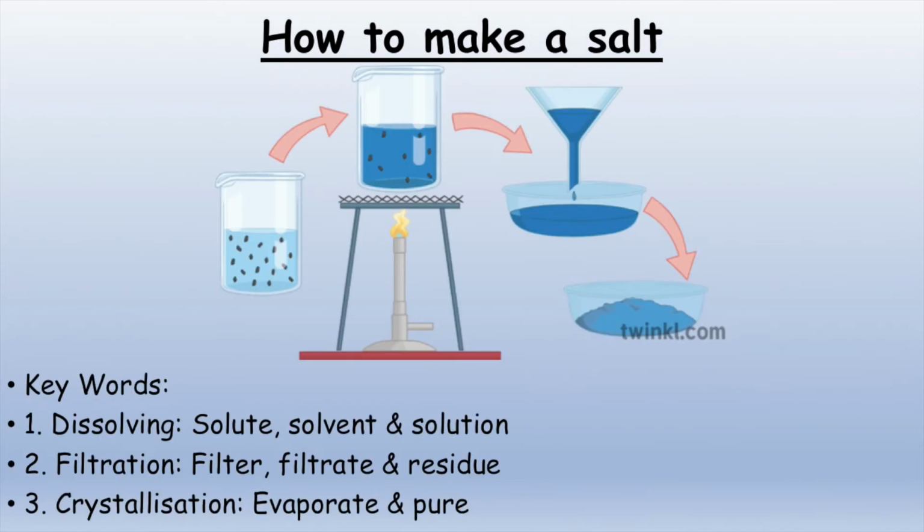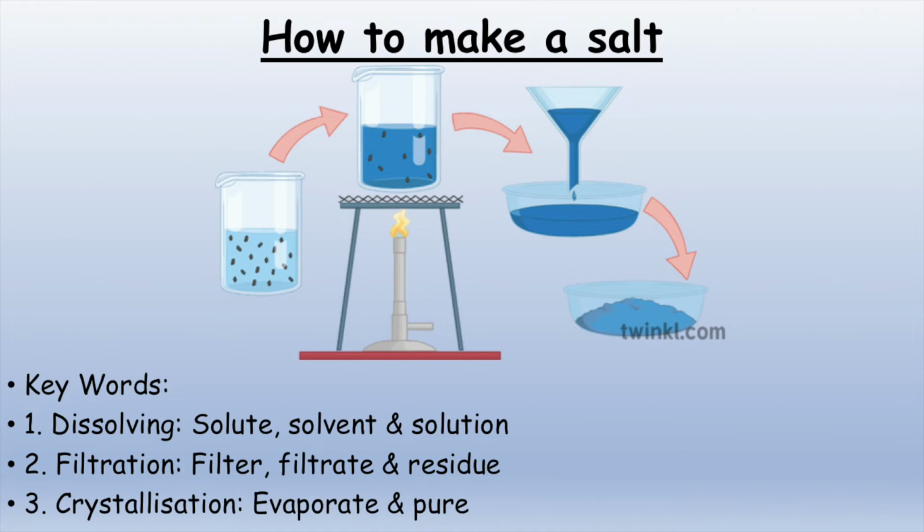There are 3 main stages to this process. I have included the key words at the bottom that you may wish to use during a description of the technique. The first part is dissolving. You add an excess mass of your solute to a fixed volume of a solvent. Here, the solute would be copper oxide powder and the solvent would be the sulfuric acid. It's important to use an excess amount of our copper oxide to neutralise all of the acid. The solution can then be heated to help the copper oxide to dissolve.